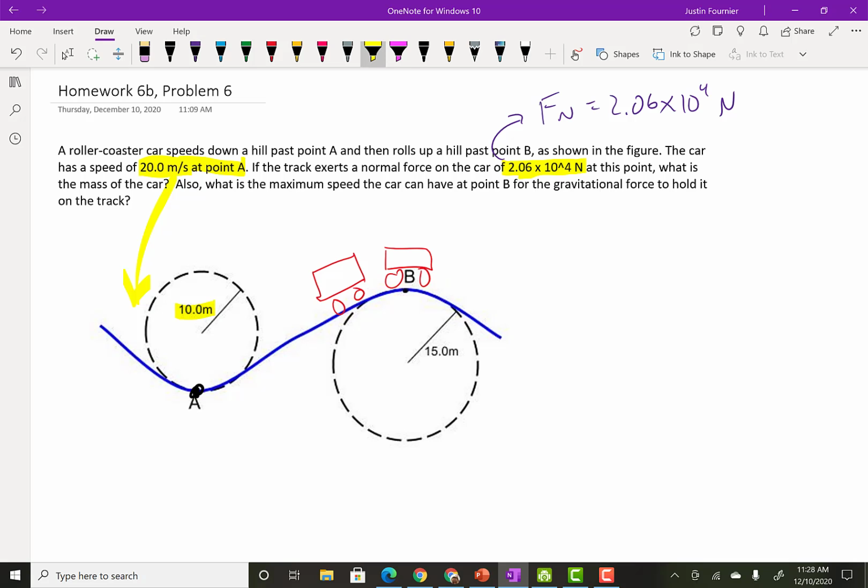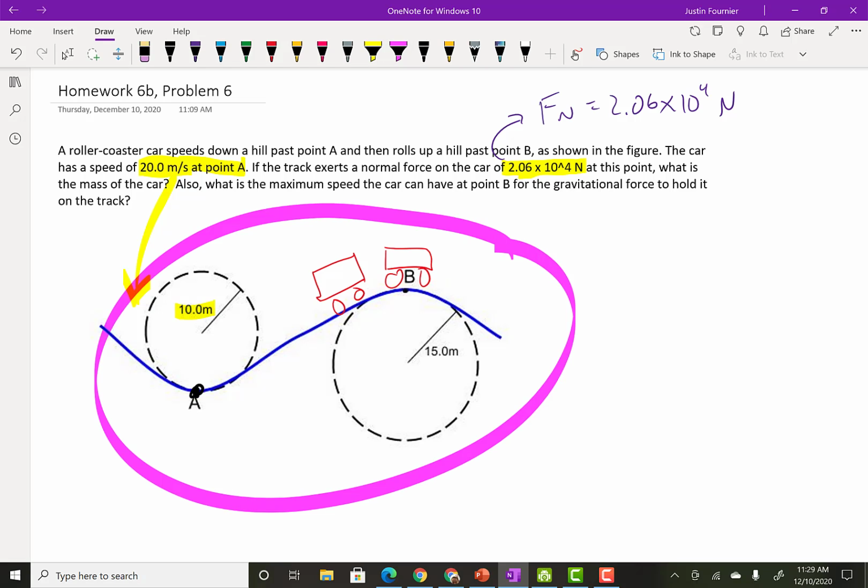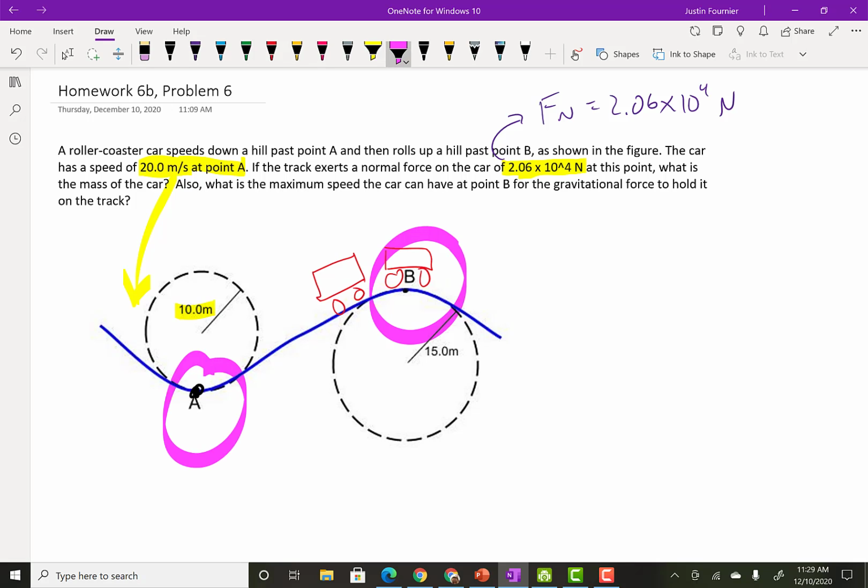Basically, the problem goes that a roller coaster car speeds downhill at a point past point A and then rolls uphill at a point past point B, as shown in the figure. So here is finally the figure. Here's point A, here's point B. I kind of set myself up for point B. I'll talk about that in just a moment.